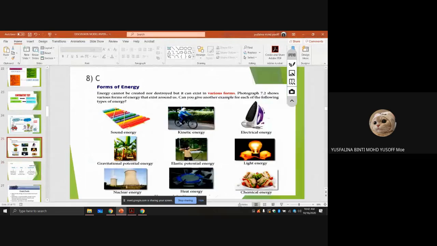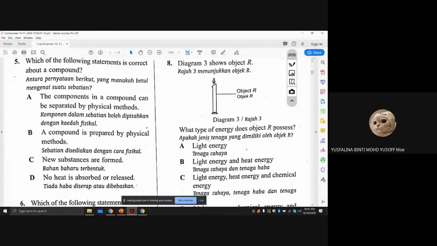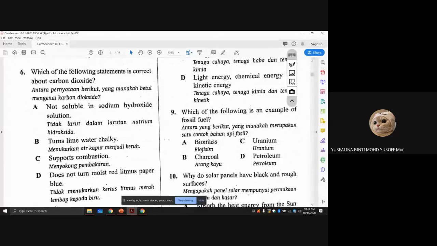Let's see. Okay, so this is the form of energy. We have sound energy, kinetic energy, electrical energy, light energy, elastic potential energy, gravitational potential energy, nuclear energy, heat energy, and chemical energy from our food. So that one is number 8. So number 8, the answer is C. So let's go for number 9.